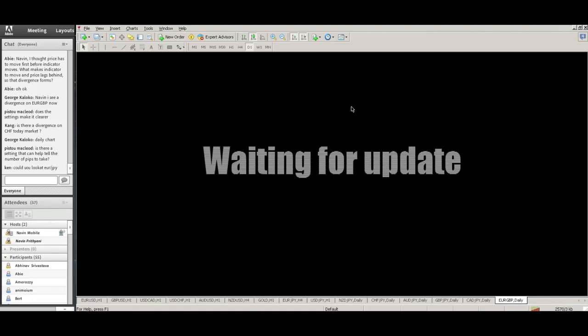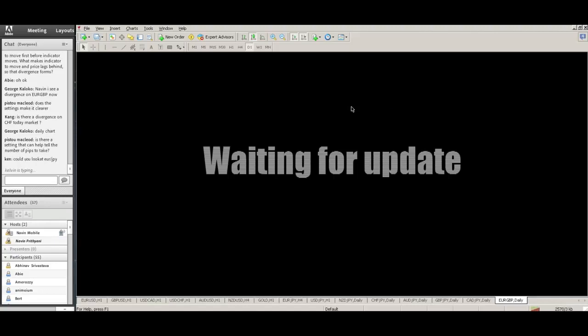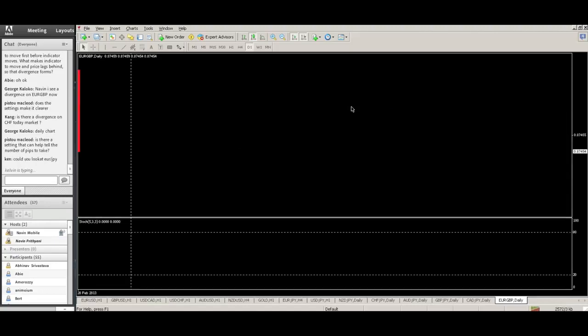Pistol, is there a setting that can help tell the number of pips to take? No. This is something you need to understand using support and resistance. Where is the area for exit?